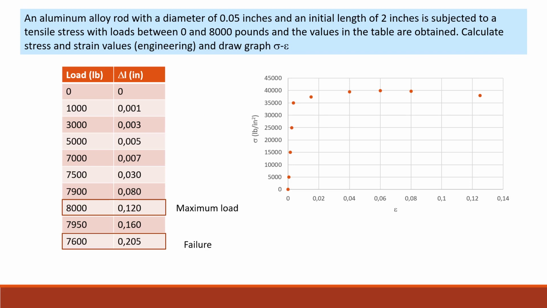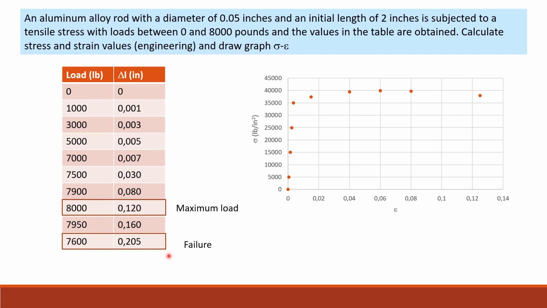Well, this is an example. We have an aluminum alloy rod with a diameter of 0.05 inches and an initial length of 2 inches, subjected to a tensile stress with loads between 0 and 8,000 pounds. We obtain these values here in the table, and then we can calculate the stress-strain curve. Here we have the stress, here we have the strain, and we are representing these values. As you see, here is the maximum load we are applying, and then this is the point at which there is a failure.